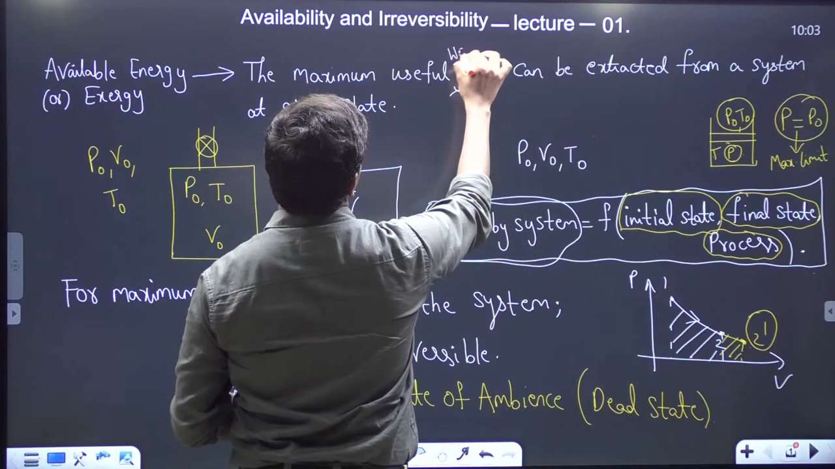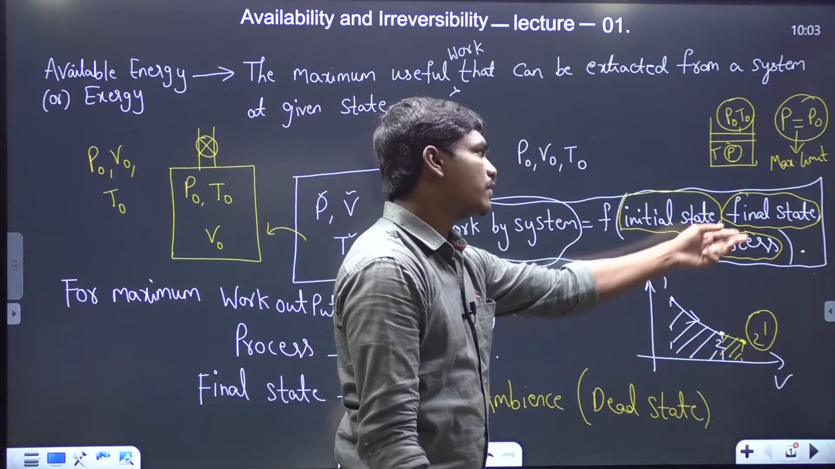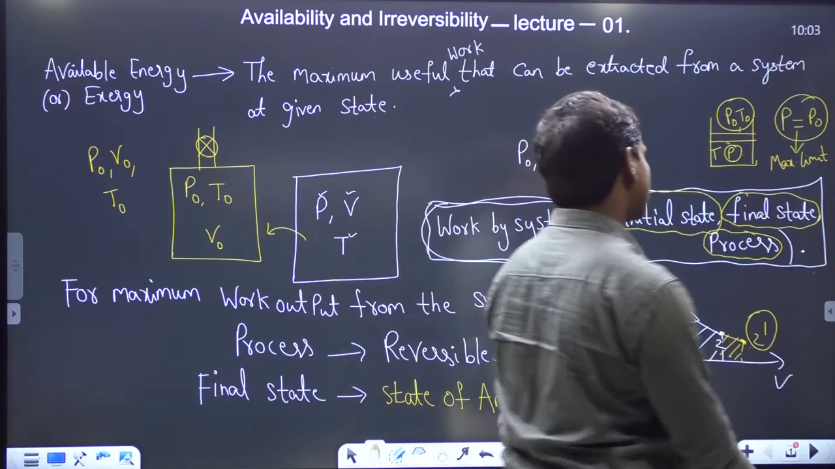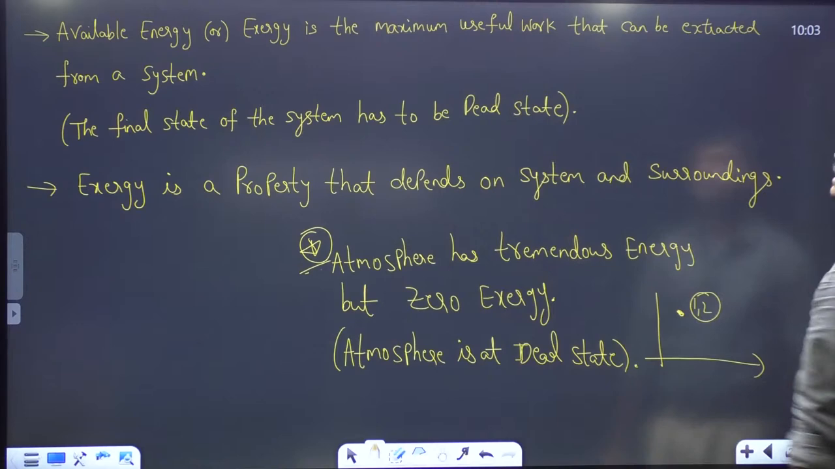Since work done by a system is a function of all these three parameters, we said that this final state should match the dead state of the system, which is the environmental conditions. So the process has to be reversible. We have seen this. Exergy is a property that depends on both system and surroundings, so it's a combined property of system and surroundings.